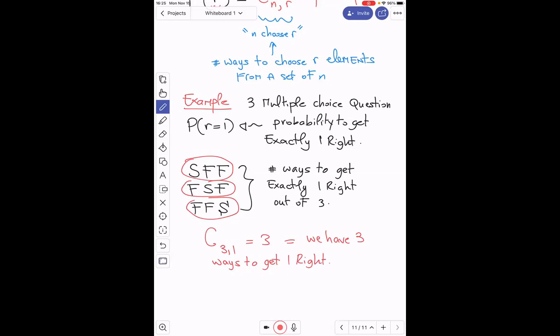So again, the first number is n. This three here, the first three, that's your n, the number of trials. And the second number, so 3, 1, that's the number of successes, your r. You're interested in getting one right answer out of 3. So that's 3 choose 1.